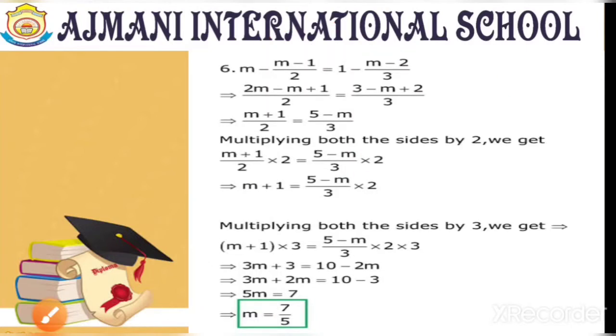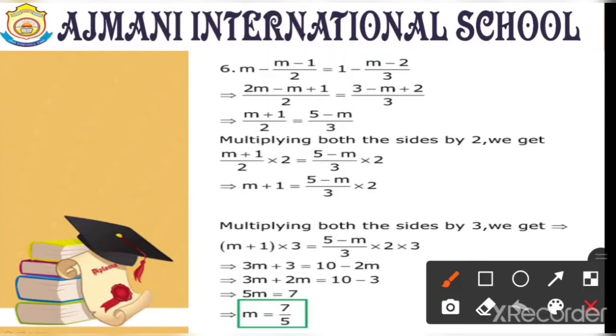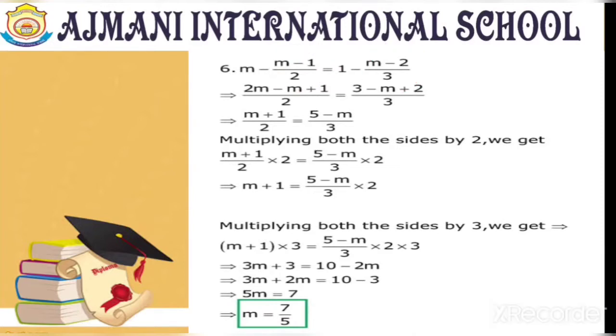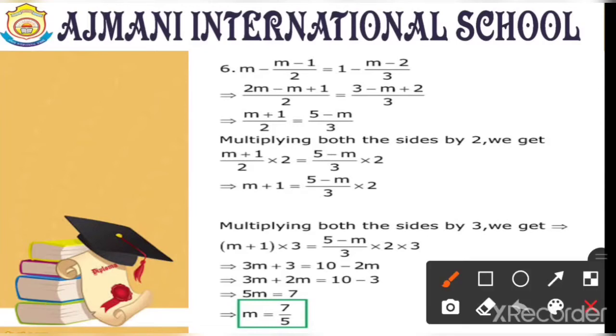Moving to the question number 6, it is m minus 1 by 2, okay, 1 minus m minus 2 by 3. Now first thing is take the LCM. When you will take the LCM, you would get 2m minus m plus 1 by 2 and 3 minus m plus 2 by 3. See, because the sign of minus was here and here, so while taking the LCM, we got plus 1 on LHS and plus 2 on RHS side, right?